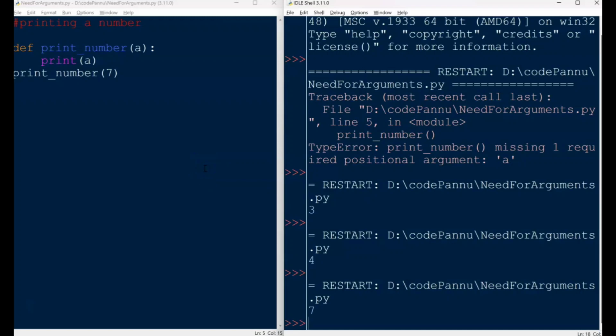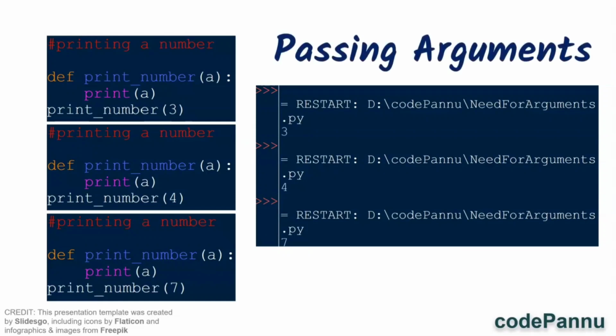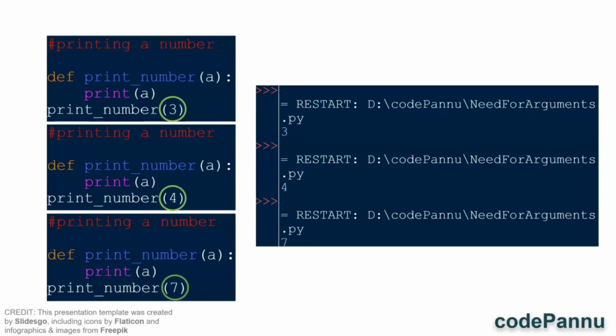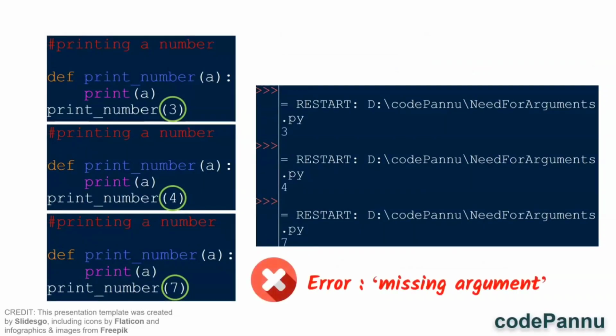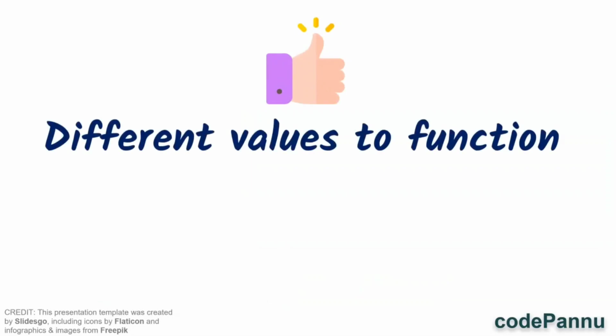So this way of giving values inside the brackets when calling the function is called passing arguments, and the values we give are called the arguments. Yes. Now we pass the arguments 3, 4, 7 one by one when calling the function, and so Python stopped giving us the error of missing argument. Do you understand now? I hope you understand now how to give different values to the function by passing arguments.